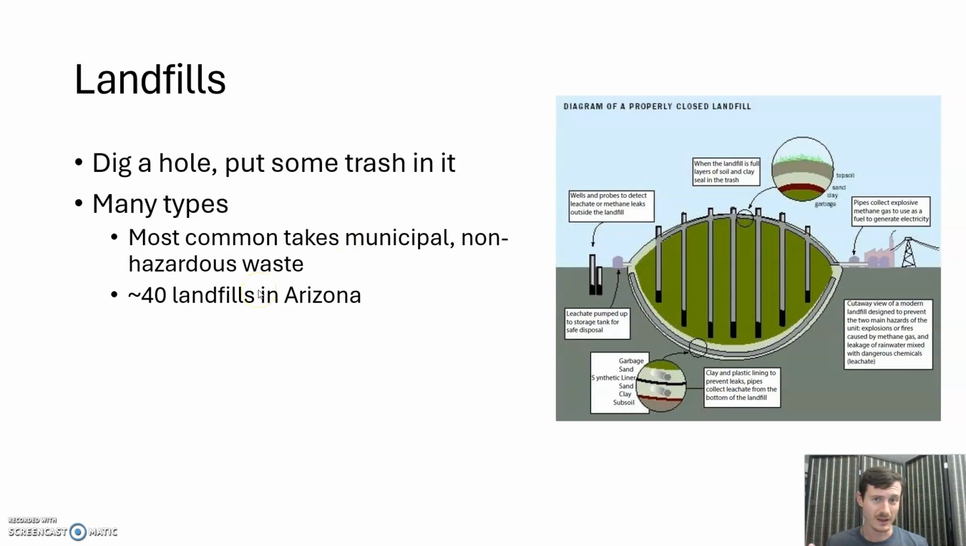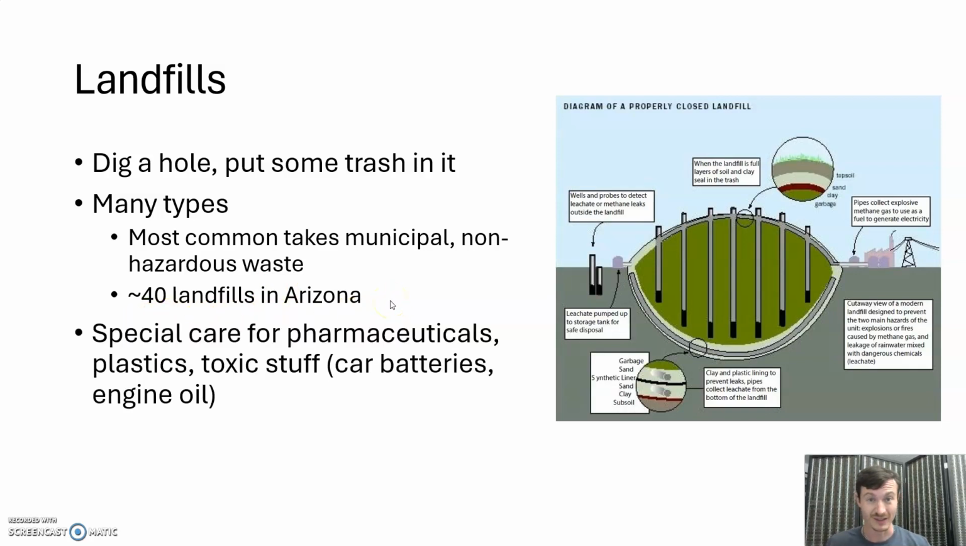There's about 40 of these in Arizona. I believe there's something on the order of 2,000 plus in the United States as a whole, which seems about right. This is by far the most common way that waste is disposed of, not the other 2, which we might remember: incinerator and recycling. Okay. Special care is taken for things like pharmaceuticals, which, as we mentioned, can leach into the environment and cause all of these terrible effects. E-waste and electronics or other sorts of toxic stuff, right?